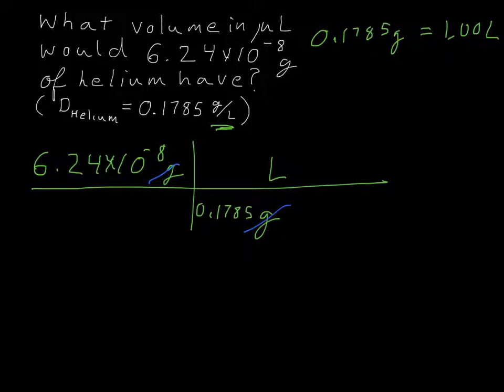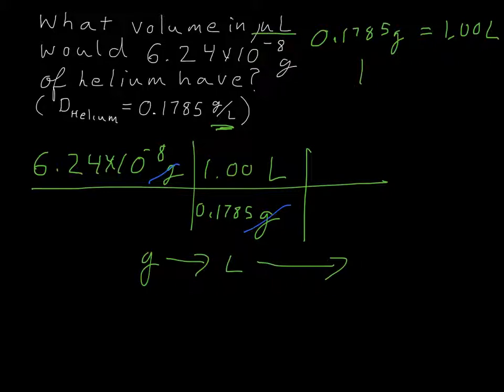0.1785 grams to 1 liter. I now have units of liters. I don't want units of liters. They're asking for volume in microliters. I know from my memorization that 1 microliter is 10 to the negative 6 liters. I place liters where they cancel out. I place microliters where they'll be left. 1 microliter, 10 to the negative 6 liters.